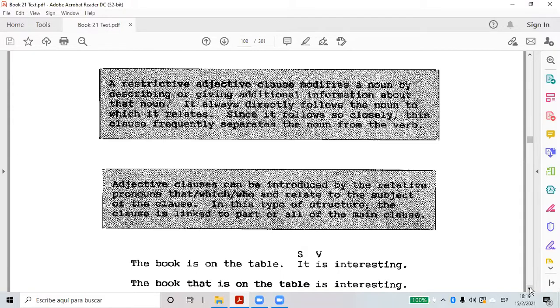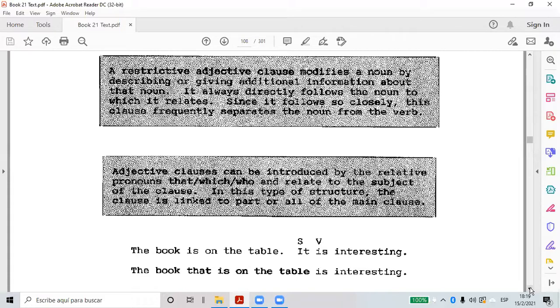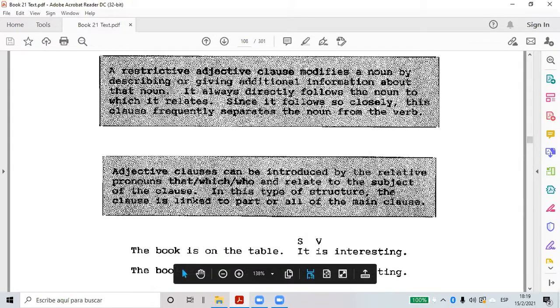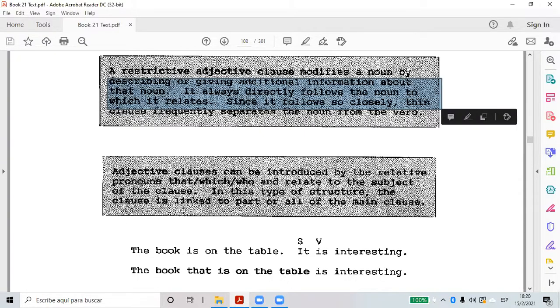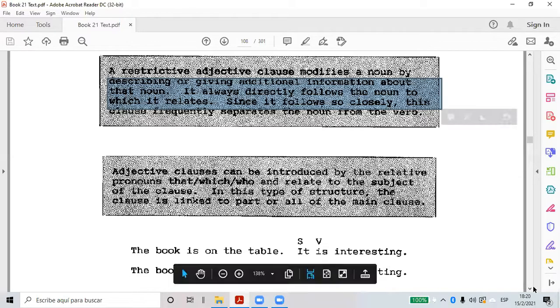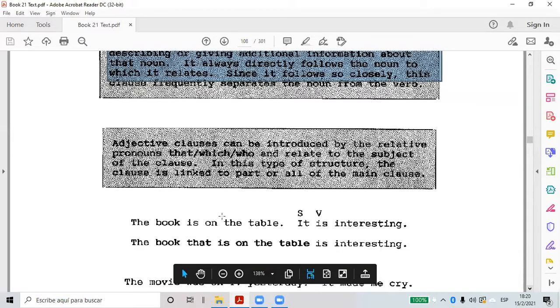Thank you so much. So we're talking about restrictive adjective clauses. It always modifies a noun by describing or giving additional information about that, okay? It always follows the noun to which it relates, okay? The book is, look here. The book is on the table. The table means it. The book is on the table.